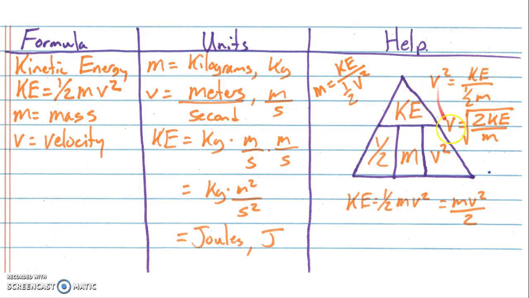And then we square root both sides. If we square root velocity squared, we get velocity. If we square root KE over 1/2 m, we get the square root of 2 KE over m. That's just a switch of the fraction there. KE over 1/2 m turns into 2 KE over m. And that's just a little algebraic switch that I did. So that is our formula for kinetic energy.